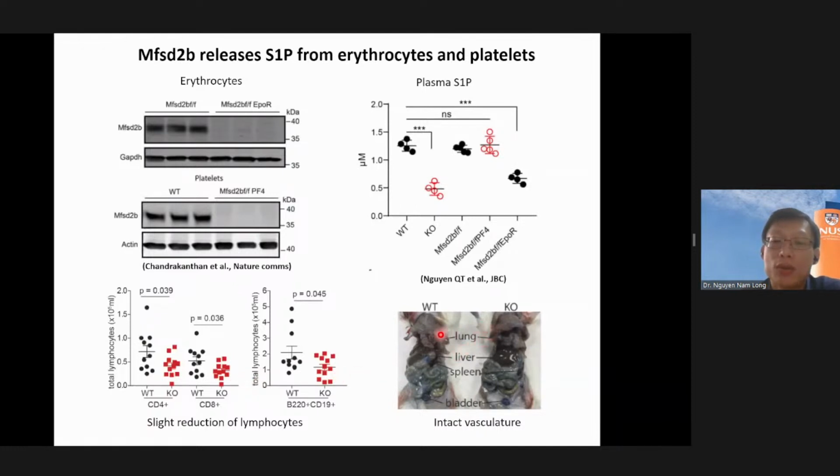We also wanted to check whether the source of S1P from MFSD2B is important for regulation of blood vessel integrity. In this case, we did a very simple experiment where we injected Evans blue, a dye, into the circulation, and we wanted to check whether the dye extravasates into the tissue, but we couldn't really see much of a difference. So we conclude that even with the reduction of S1P, the circulatory system of the knockout mice is still quite intact.